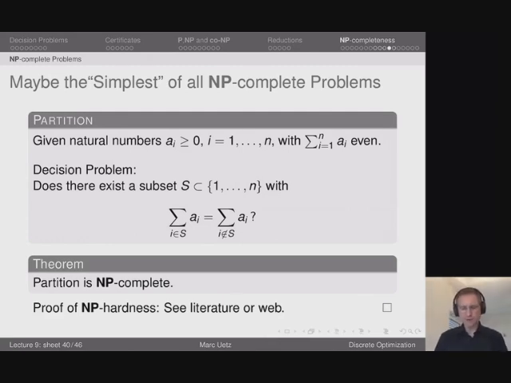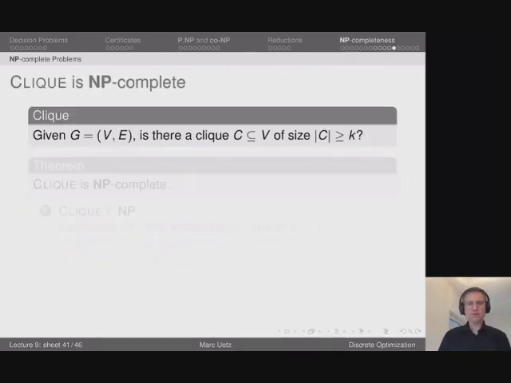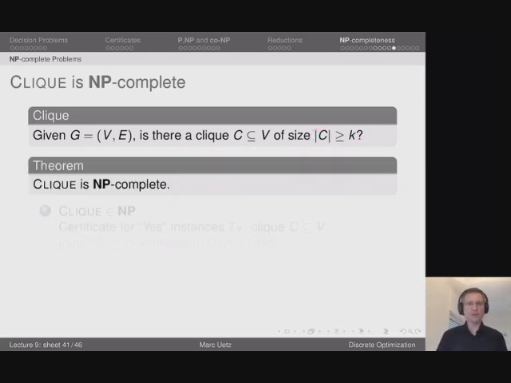Now, as a final thing in this lecture, I would like to give you at least one non-trivial NP-completeness proof, and that would be showing that the clique problem is NP-complete. Remember, the clique problem is the question: given an undirected graph G, does there exist a clique, a set of nodes pairwise all connected with each other, of size at least k?